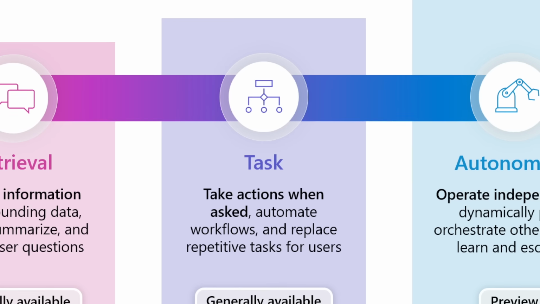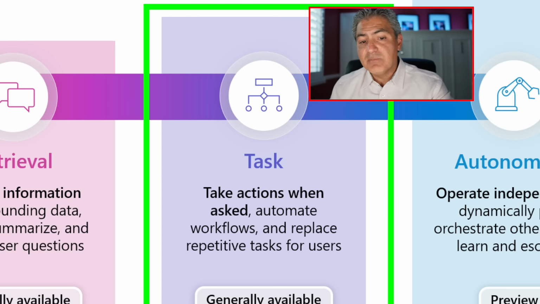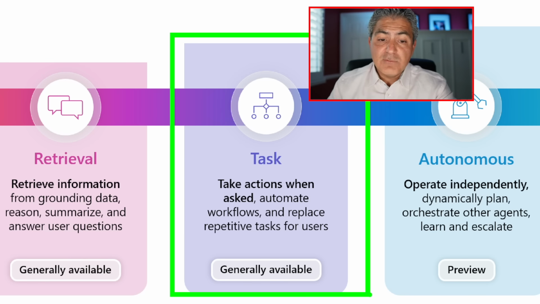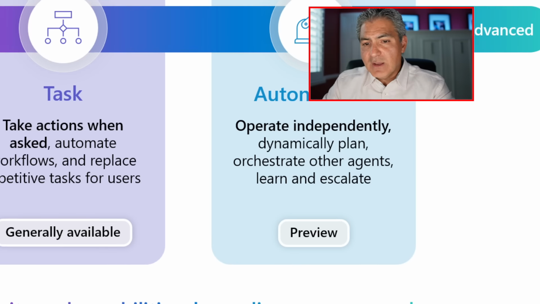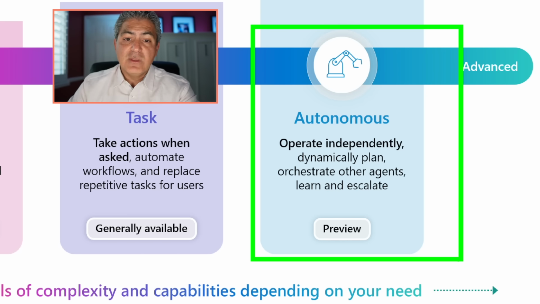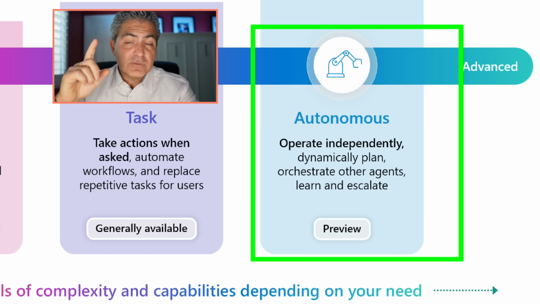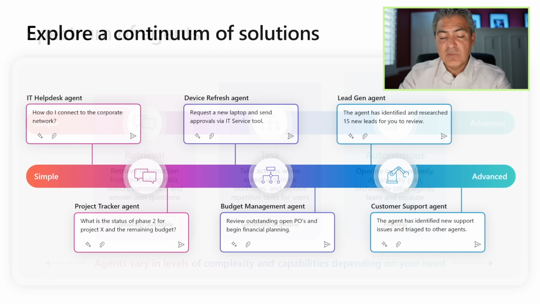Then you have more task-oriented agents. These are basically taking action based on questions that you ask them, and they're working on different workflows, replacing repetitive tasks. I'll give you some examples. And then on the right-hand side, you have the more advanced autonomous agents, which are not out yet. But the whole idea is that they operate independently of human beings. And here you can actually have more autonomous agents than there are people inside your company, because they're just running in the background, dynamically planning, orchestrating other agents, and learning and escalating. Pretty awesome stuff coming in the next few months, hopefully.